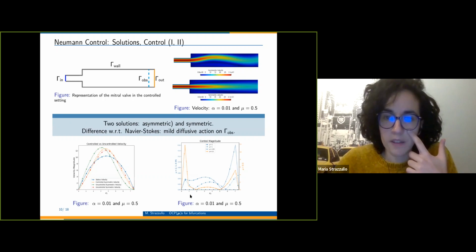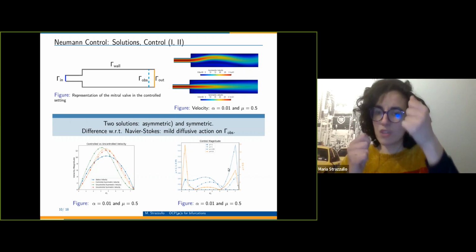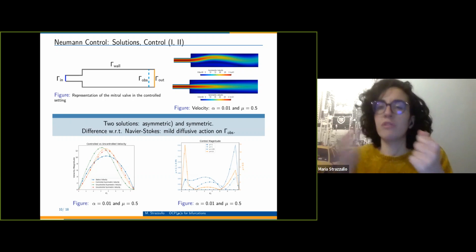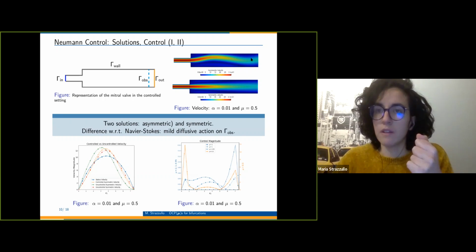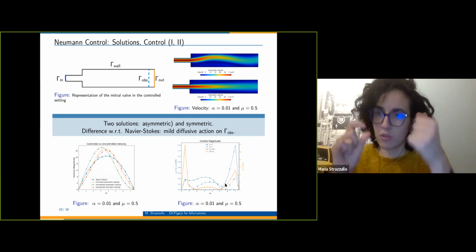How does the control act? Well, here you have a plot of the value of the control for several parameters. And when the parameter is high, so for mu equal to 2, for example, basically there is no control, while when we are approaching the bifurcation parameter, that is 0.96, you see that basically the control tries to really modify the asymmetric profile here, and is trying to make it straight.